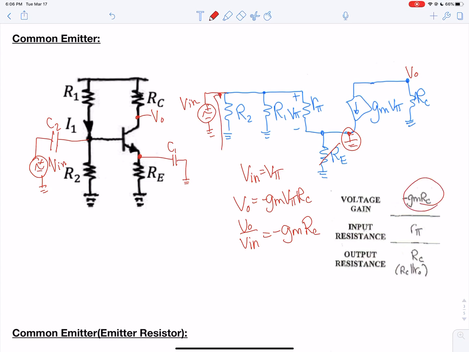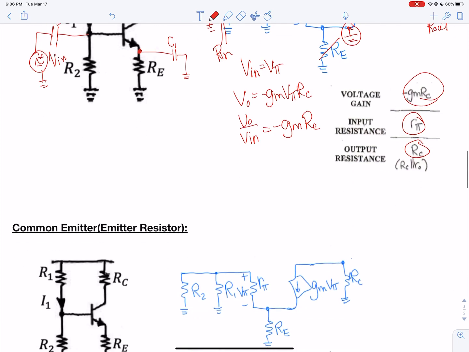Your input goes in right here, but you're bypassing the R2 and R1 just because they're right in parallel with that Vn. And so all it sees from here to ground is V pi, and so V pi is your input resistance. And then again, your output resistance is here, so it just sees RC. So those are the values for the common emitter.